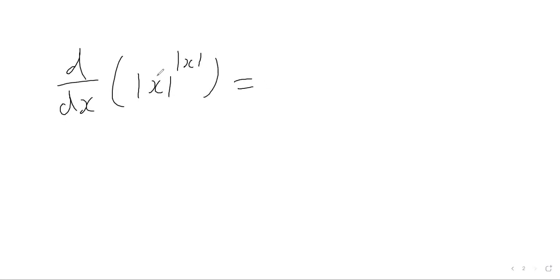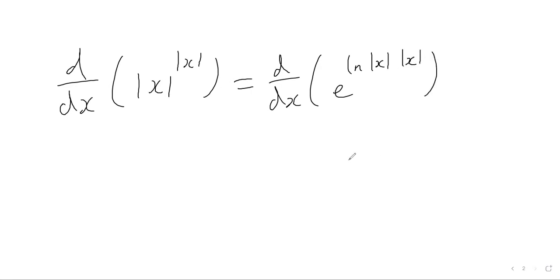So again, this is going to be a chain rule example. When we differentiate this function, we know that we can rewrite it as follows: the exponential function with the natural logarithm of the modulus of x inside, multiplied by the modulus of x. Sorry, the modulus of x there should be. Okay, so we've got that.